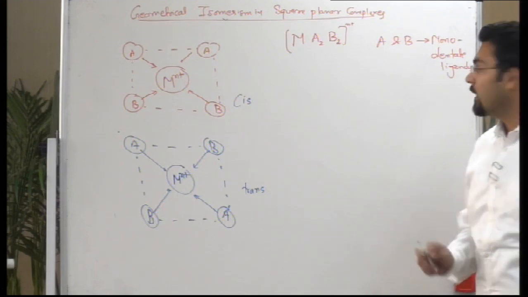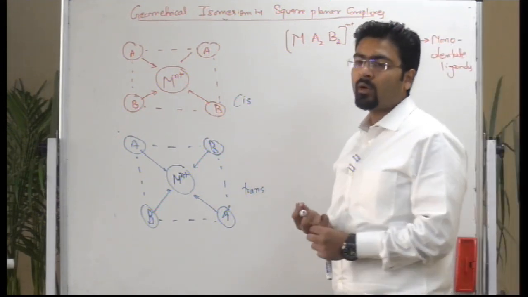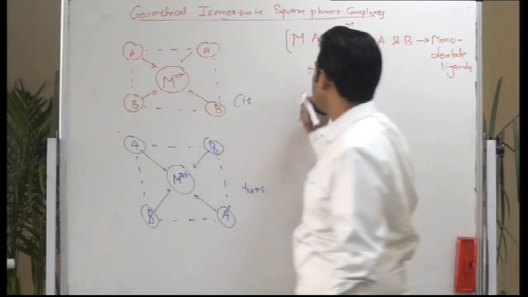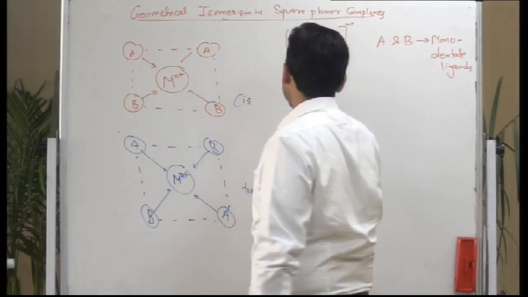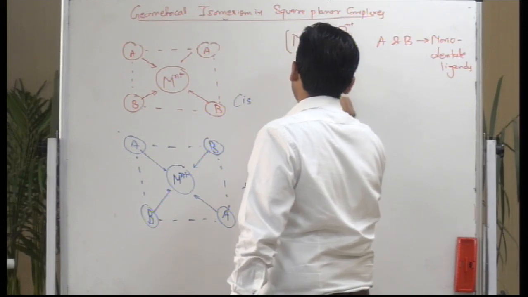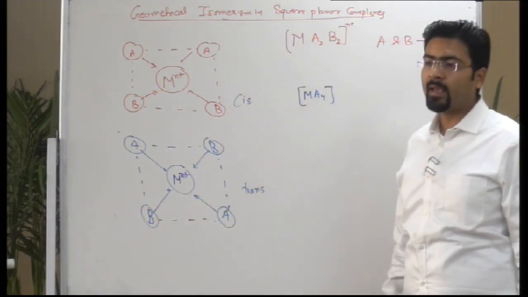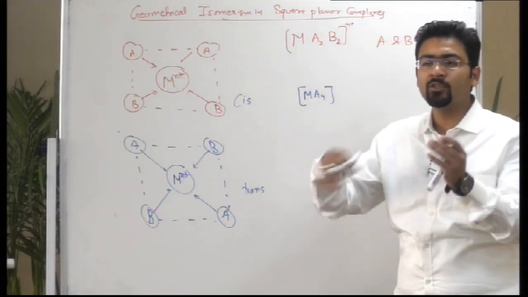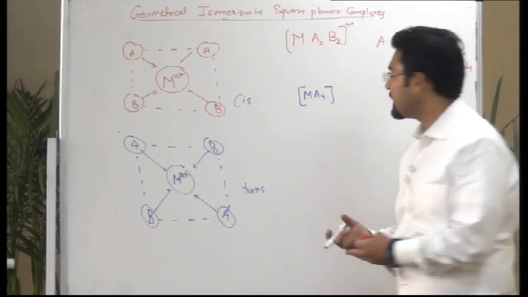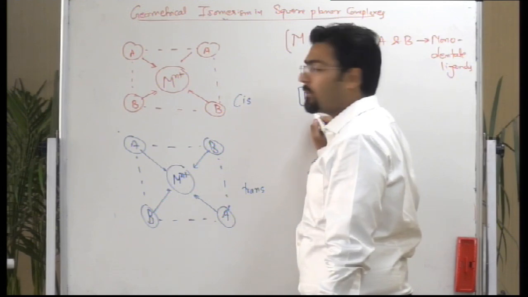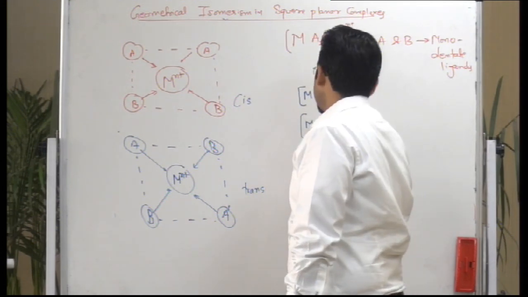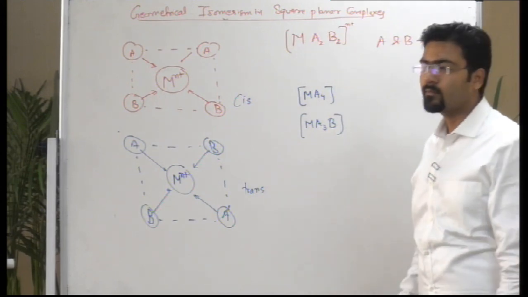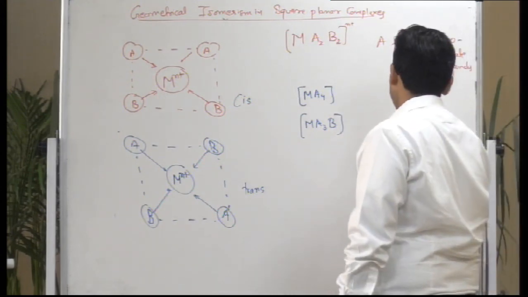Got it? Now I can also figure out which cases will not show geometrical isomerism in square planar complexes. If you have 4 monodentate ligands and all of them are the same, then even if you replace their positions, opposite or adjacent, they'll all be the same, so they'll not show geometrical isomerism. If I replace only one and keep the other 3, then what is the problem which I'll observe? Let's see.